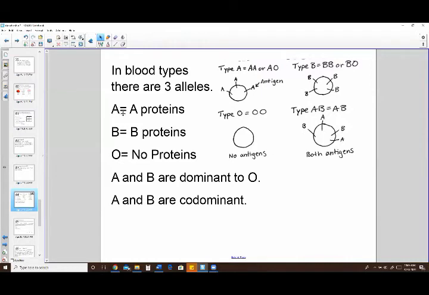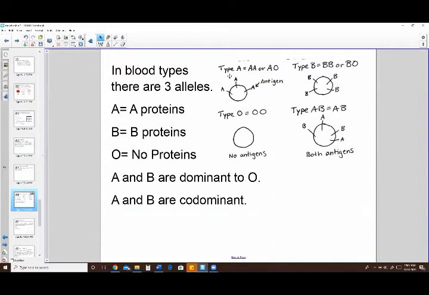If you have the A gene, you will have A proteins on the surface of your blood cells. If you have B genes, then you will have B proteins on the surface of your blood cells. And if you have the O form of the gene, then you're not going to have any proteins at all. So A and B are going to be dominant to the O gene, and A and B are co-dominant. So we have a little bit of everything going on in these types of problems.